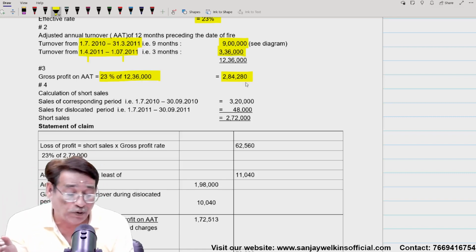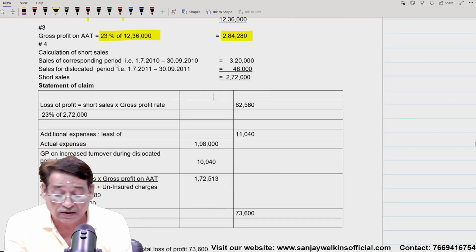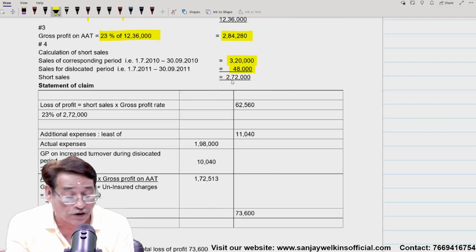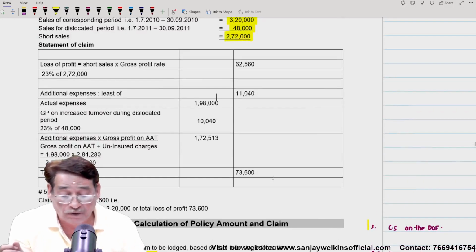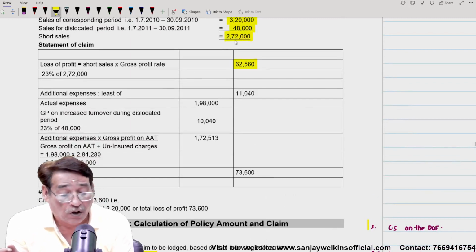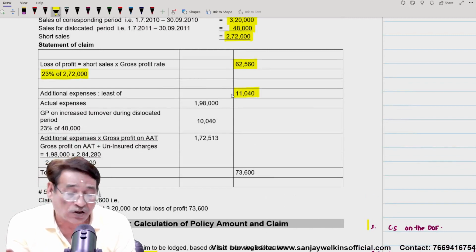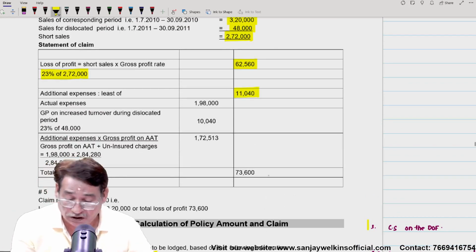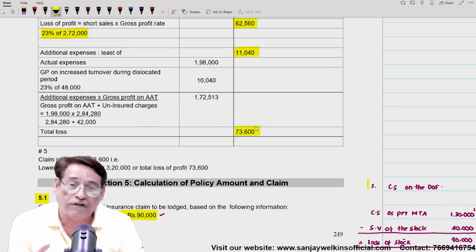Now we will compute the short sales. As far as calculation of short sales is concerned, sales in the corresponding period is 320 and sales in the dislocated period is 48. So our short sales is equal to 2,72,000. Then we will compute the loss of profit. On short sales, we will apply the 23% gross profit rate. Then the additional expenses qualifying amount is 11,040, which you can compute. So total loss is equal to 73,600.